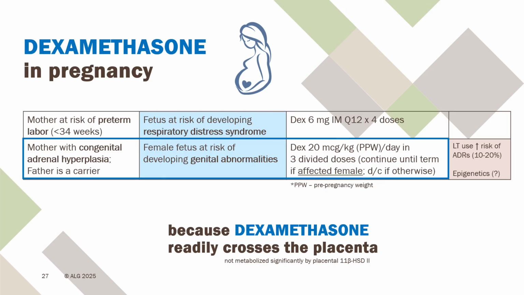If parents are affected or carriers of the CAH gene, the female fetus is at risk of developing genital abnormalities as early as the first trimester. So mothers are usually started on daily dexamethasone once pregnancy is confirmed, and the course is continued until term if the fetus is confirmed to be affected with CAH.